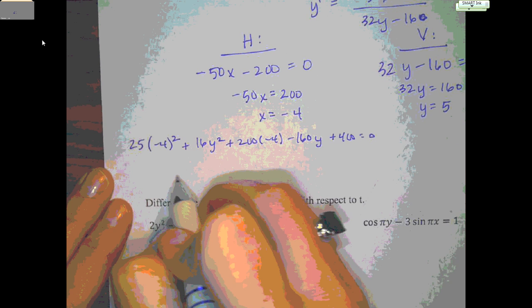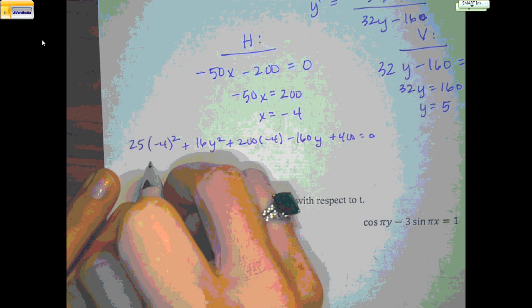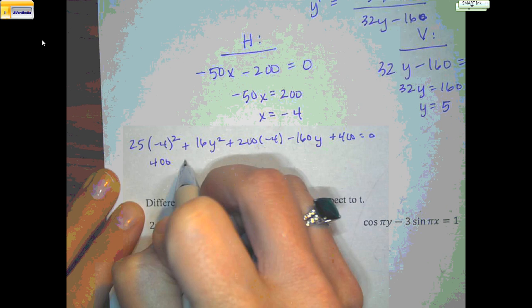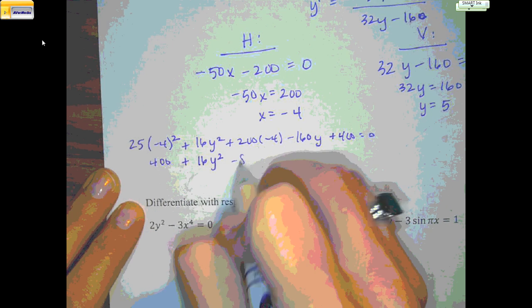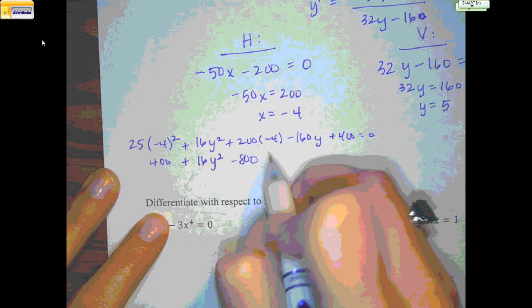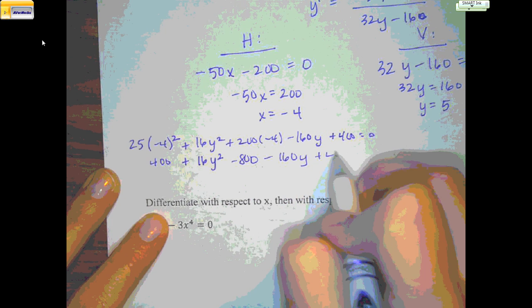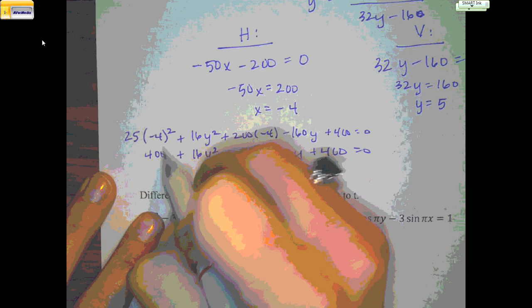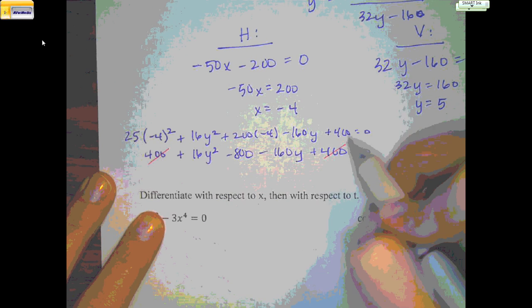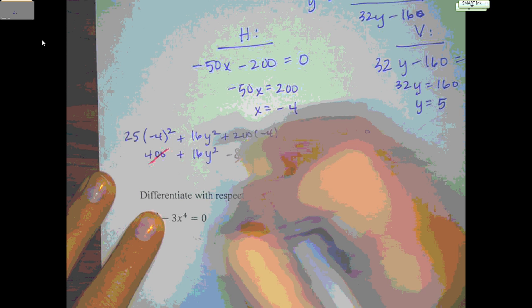25 times 16 is what, 400? Plus 16y squared, this is going to be minus 800, minus 160y plus 400. And if you look at those constants, it's really pretty. We've got a positive 400, a positive 400, and a negative 800, so they kind of all go away.